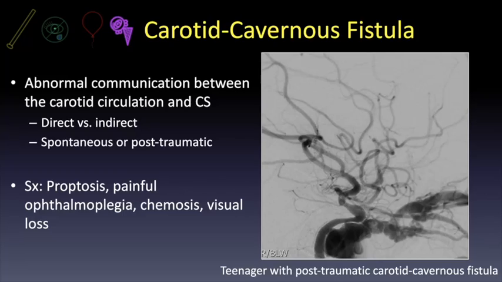Last, we'll discuss carotid cavernous fistula, an emergent vascular condition that causes proptosis. Carotid cavernous fistulae are abnormal communications between the carotid arterial system and the cavernous sinus. Carotid cavernous fistulae may be spontaneous or result from trauma and may be direct or indirect. Symptoms include proptosis, painful ophthalmoplegia, chemosis, and visual loss. In a patient with previous trauma, this angiographic image obtained during right ICA injection shows abnormal early opacification of the cavernous sinus.